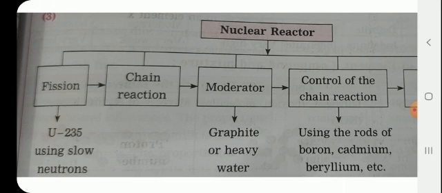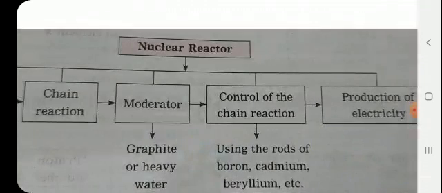Neutrons are slowed down using graphite or heavy water as moderator. The chain reaction is controlled by absorbing neutrons with the help of rods of boron, cadmium and beryllium. The heat produced in the fission is taken out by water as coolant. Water is converted into steam. The available heat is used to drive turbines to produce electricity.